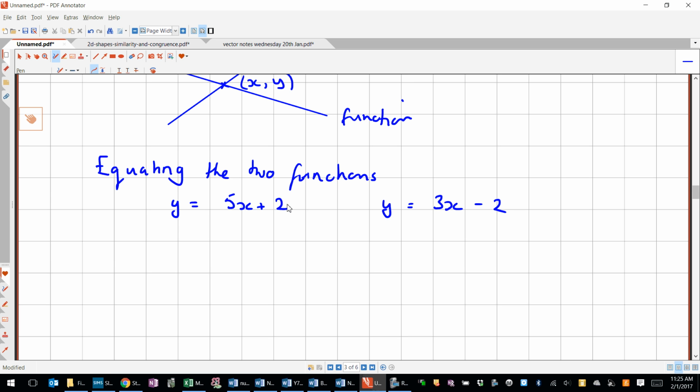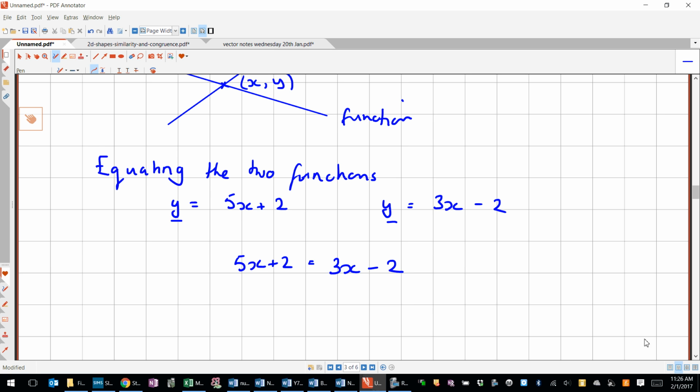Yeah, it's kind of substitute, but in this case it's nice and simple because all we have to do is, well, if y is the same, we've just got 5x plus 2. Well, if 5x plus 2 is equal to y and 3x minus 2 is equal to y and the y's are the same, we can say that 5x plus 2 has to equal 3x minus 2. Solve to find x.